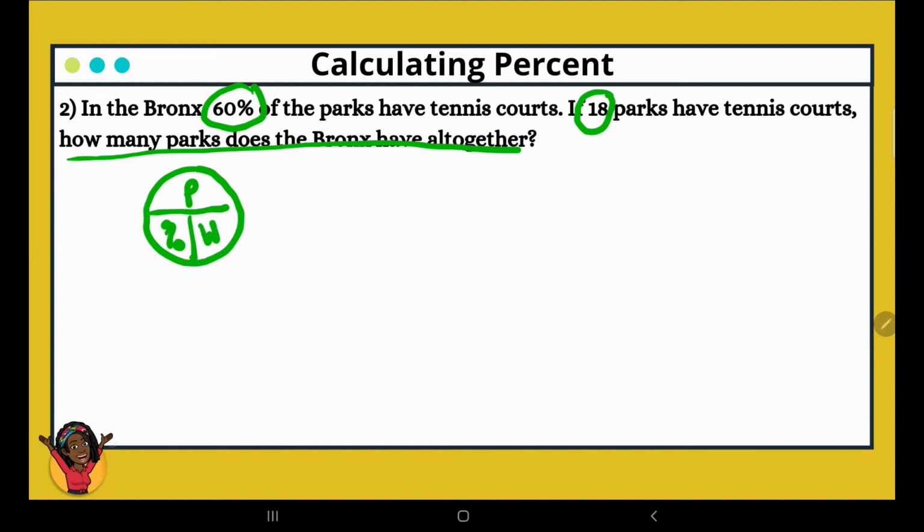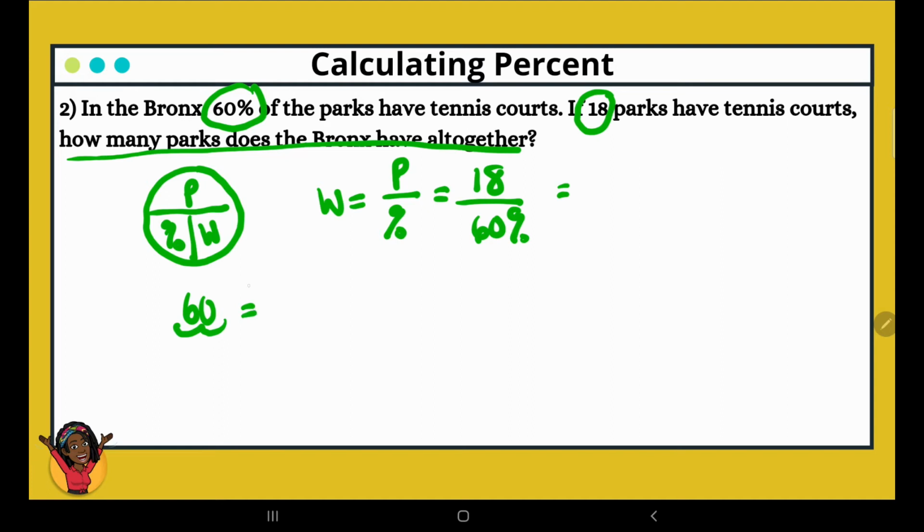So if I put my finger over the W, then I see that my formula is part divided by percent, which is equal to 18 over 60%, but I must convert that 60% to a decimal. So 60%, I move my decimal 2 places, and that becomes 0.60. So I can rewrite this as 18 divided by 0.60.